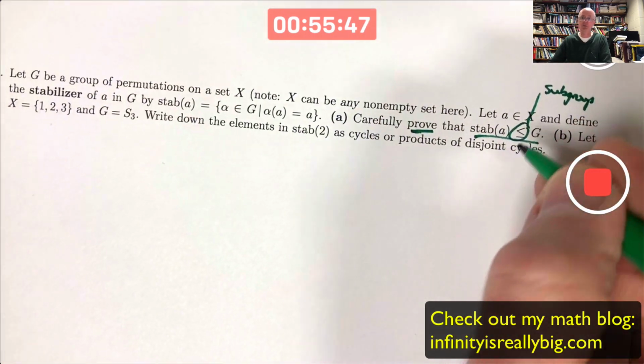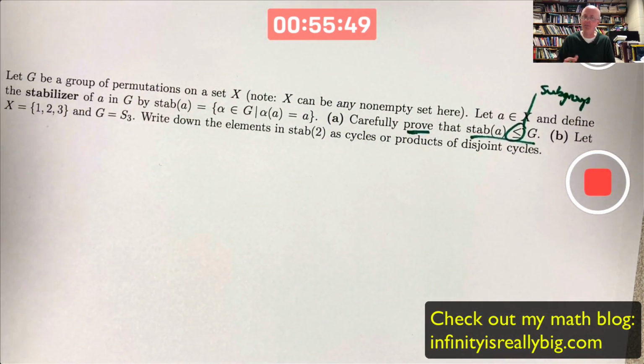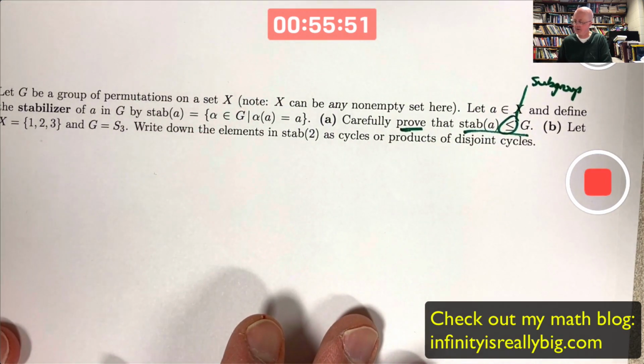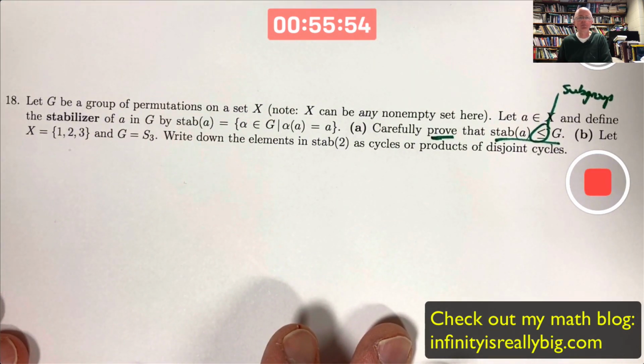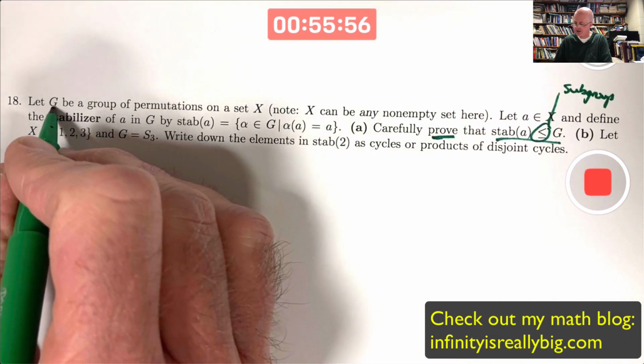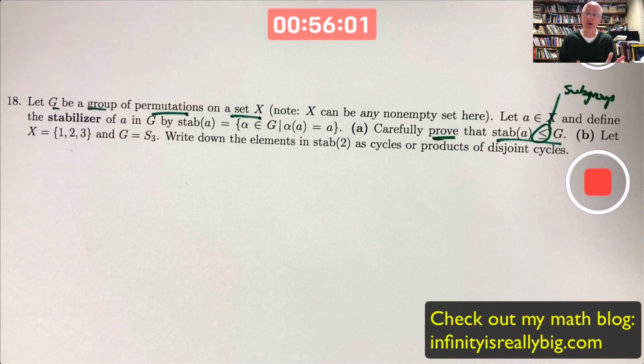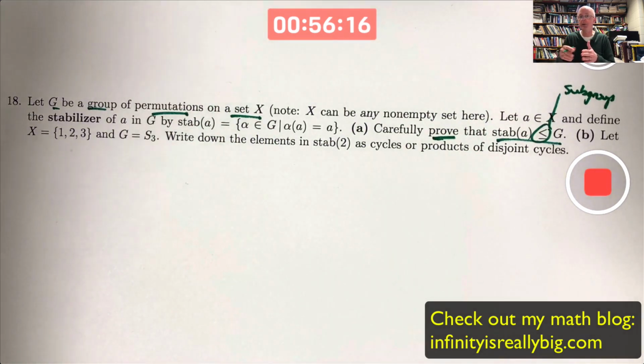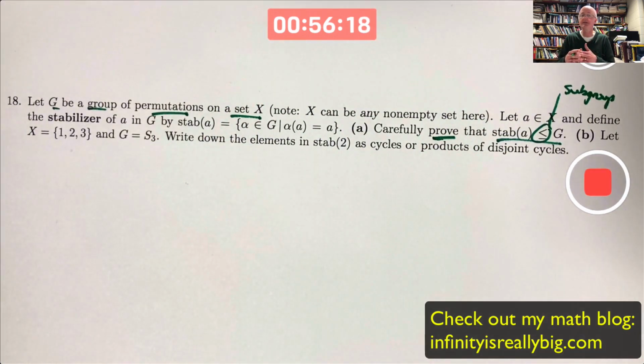It's a group within a group under the same operation, the same binary operation. Let's get a little more context. G is a group of permutations on a set X. X could actually be an infinite set, for all you know. Permutations on a set are one-to-one and onto functions from the set to itself. S3, for example, the symmetric group on 3 objects, is the collection of all one-to-one and onto functions from the set 1, 2, 3 to itself, permuting the elements, where the group operation is function composition.